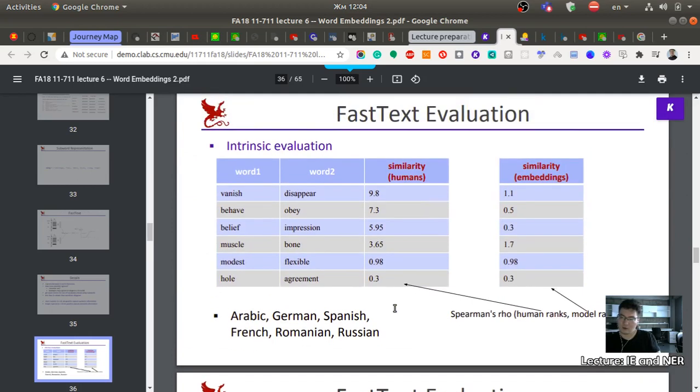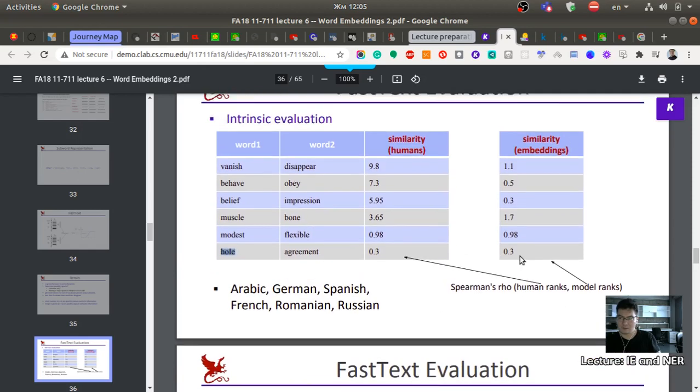So this is how you compare them. For example, intrinsic evaluation. So for example, whole agreement. Okay, so this is how people say this similarity. It's from 10. And then for example for agreement it's this is one. I don't know actually its value, but they compare these two words and then they say it.